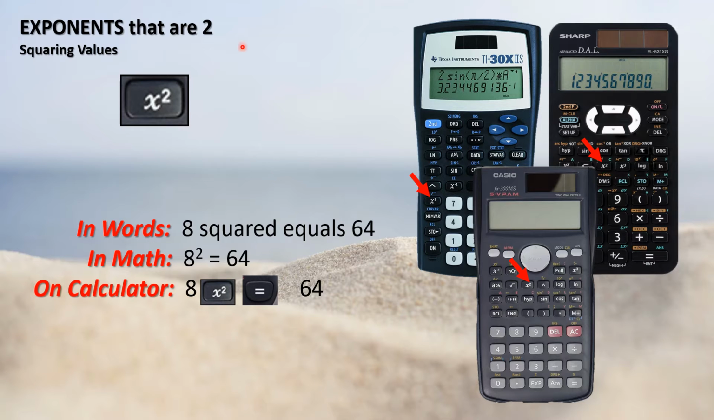So exponents that are 2, that means you're squaring a value. You're going to look for your x squared button on your calculator. And you can see I've pointed them out on several different versions. So you'll see in words I have 8 squared equals 64. In math, if you're writing it down, 8 exponent 2 equals 64. On the calculator, you're going to hit 8, your x squared button, your equals, and you should get 64. So try that on your calculator.